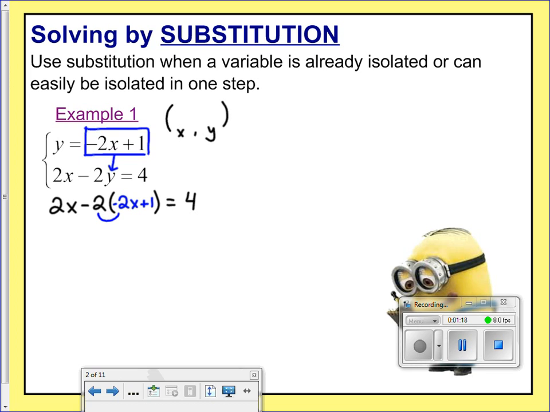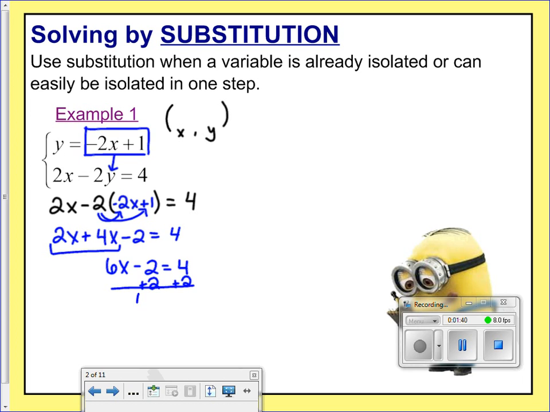Let's distribute. A negative times a negative is a positive 4x. Negative 2 times 1 is negative 2. And bring everything else down. Let's combine our like terms. 2x and 4x is 6x. Add 2 to the other side. So 6x equals 6. Divide by 6. Therefore, x equals 1. So let's fill it into our intersection point that I know now that x equals 1.